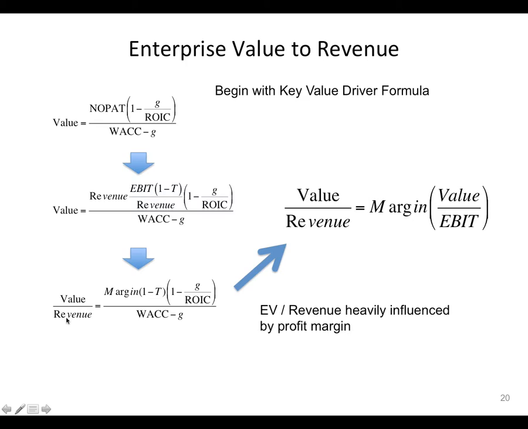So enterprise value to revenue is basically going to be our margin, EBIT over revenue, times 1 minus the tax rate times this, divided by that. This, 1 minus the tax rate and all this, is enterprise value to EBIT. So enterprise value to revenue is the estimated EBIT margin times the enterprise value to EBIT multiple. So basically, what is my estimated margin? It's my enterprise value to sales divided by my enterprise value to EBIT.